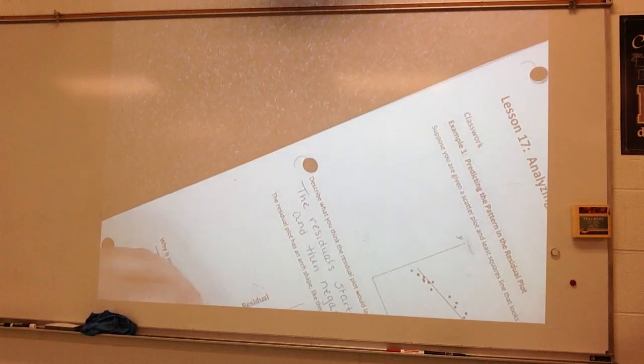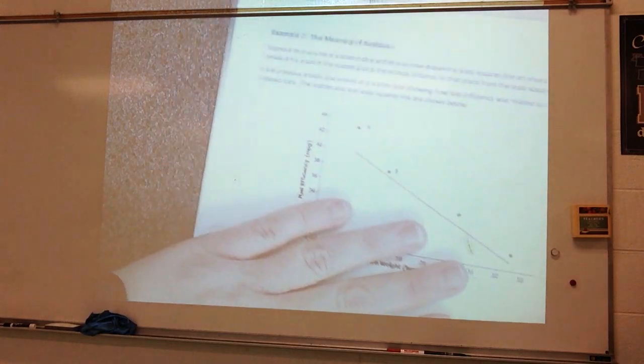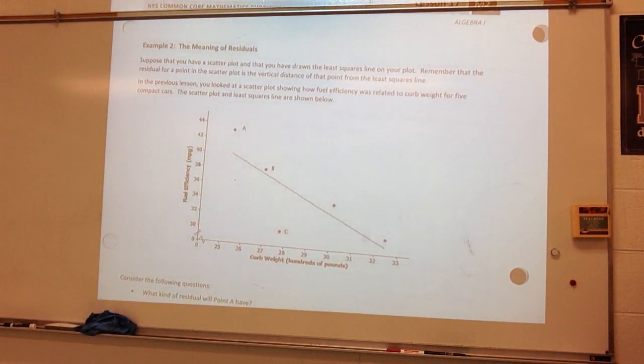Alright, let's look at example number 2. Suppose that you have a scatter plot and that you have drawn the least squares line on your plot. Remember that the residual for a point in the scatter plot is the vertical distance of that point from the least squares line. In the previous lesson, you looked at the scatter plot showing how fuel efficiency was related to the curb weight for 5 compact cars. The scatter plot and least squares line are shown below.